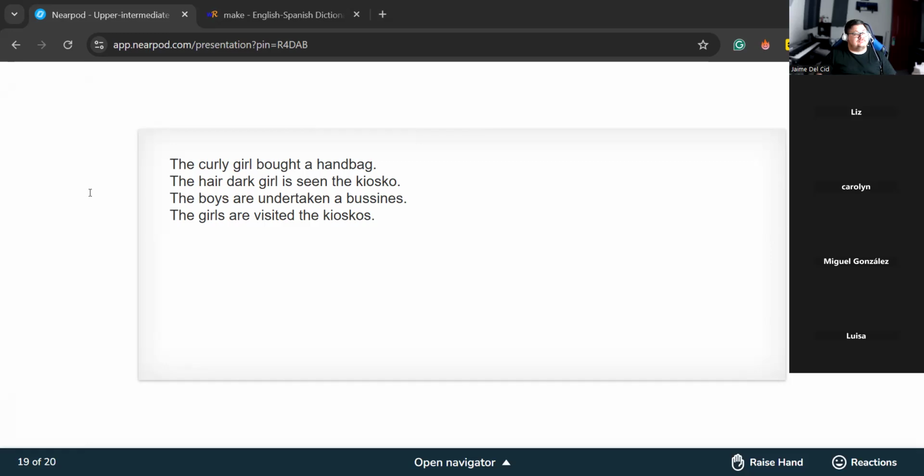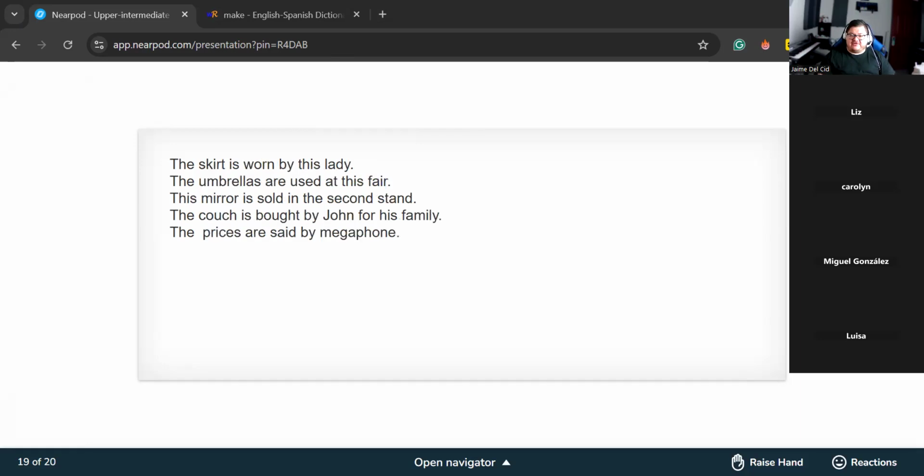The handbag is bought by the curly girl. Exactly. So we make that change, and now the focus is not on the girl who's making the action, but on the bag, right? So the handbag is bought by the curly girl. So good job.